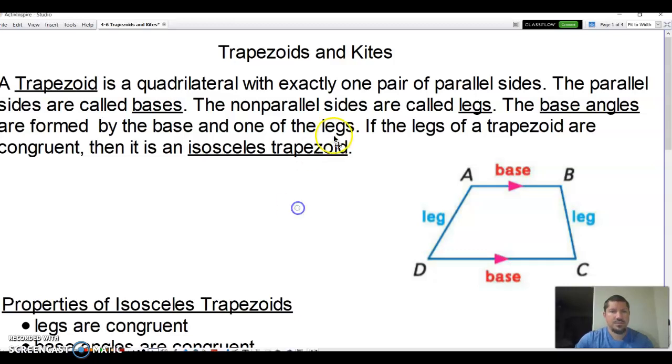Alright, so in this video we're going to talk about trapezoids and kites. There will be two IXLs that go with it. A trapezoid is a quadrilateral with exactly one pair of parallel sides, which is different from parallelograms because it has two pairs of parallel sides. Parallel sides are called the bases, the legs are the non-parallel sides.